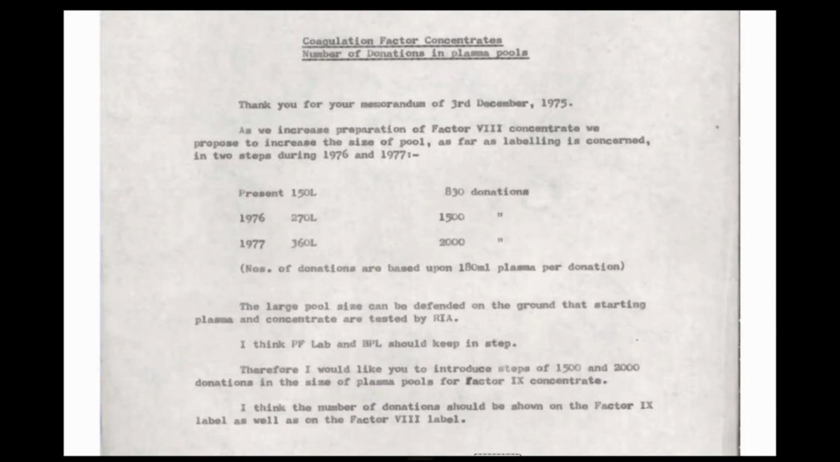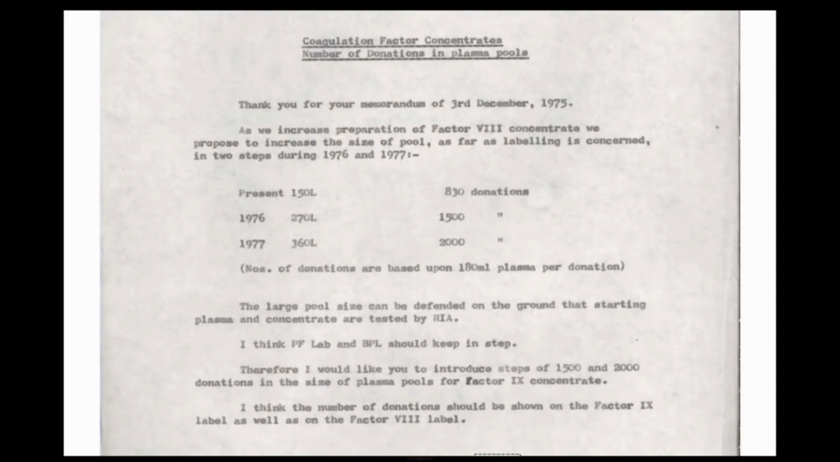As we increase preparation of factor 8 concentrate, we propose to increase the size of pool as far as labelling is concerned in 2 steps during 1976 and 1977. Present, 150 litres, 830 donations. 1976, 270 litres, 1,500 donations. 1977, 360 litres, 2,000 donations. Numbers of donations are based upon 180 millilitres of plasma per donation. The large pool size can be defended on the ground that starting plasma and concentrate are tested by RIA. I think PF Lab and BPL should keep in step. Therefore, I would like you to introduce steps of 1,500 and 2,000 donations in the size of plasma pools for factor 9 concentrate. I think the number of donations should be shown on the factor 9 label as well as on the factor 8 label."